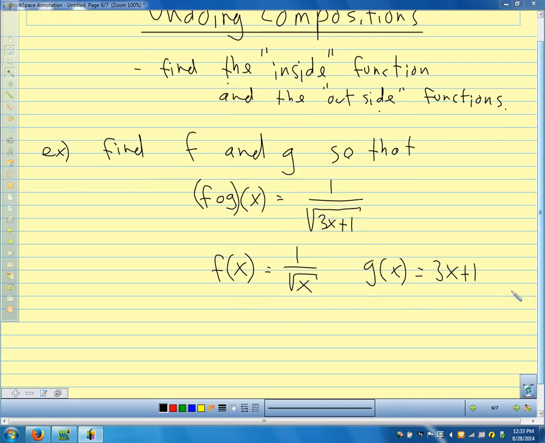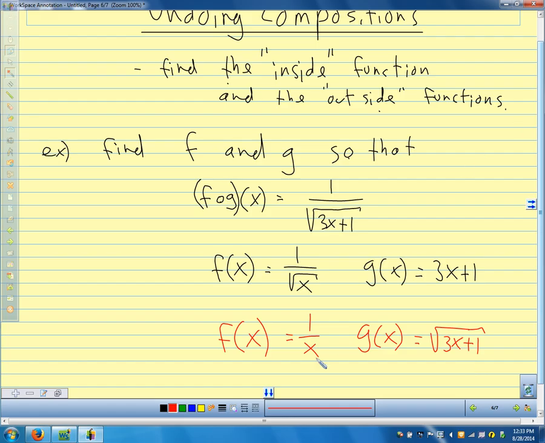Is there another way we could do it? Do that in red. f of x equals, what's another way we could break this apart? 1 over x. f of x equals 1 over x. What would g of x be then? Square root of 3x plus 1. So those are two ways we could break apart that composition. No, just one is fine.